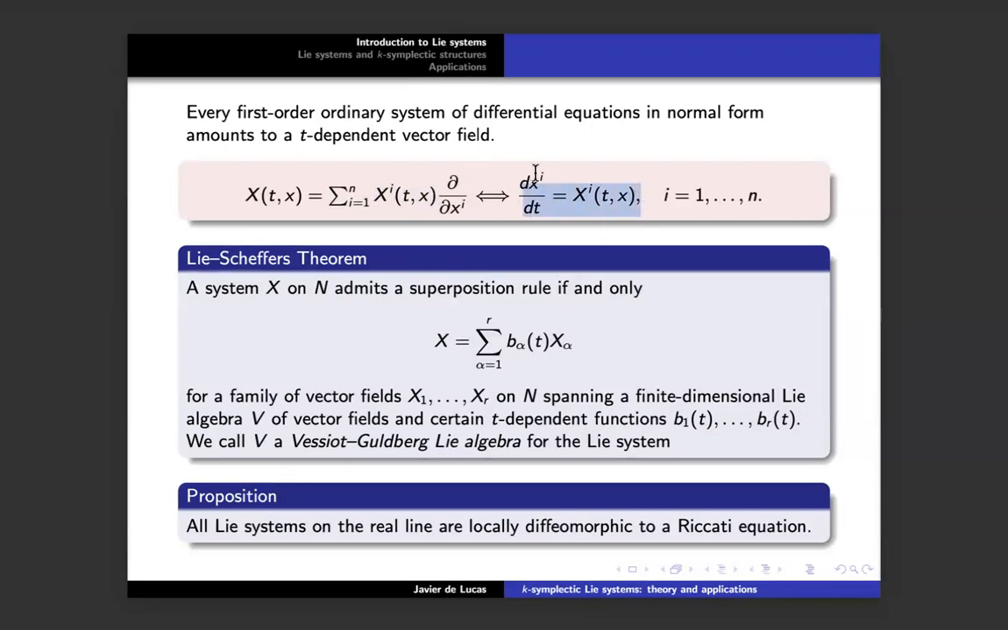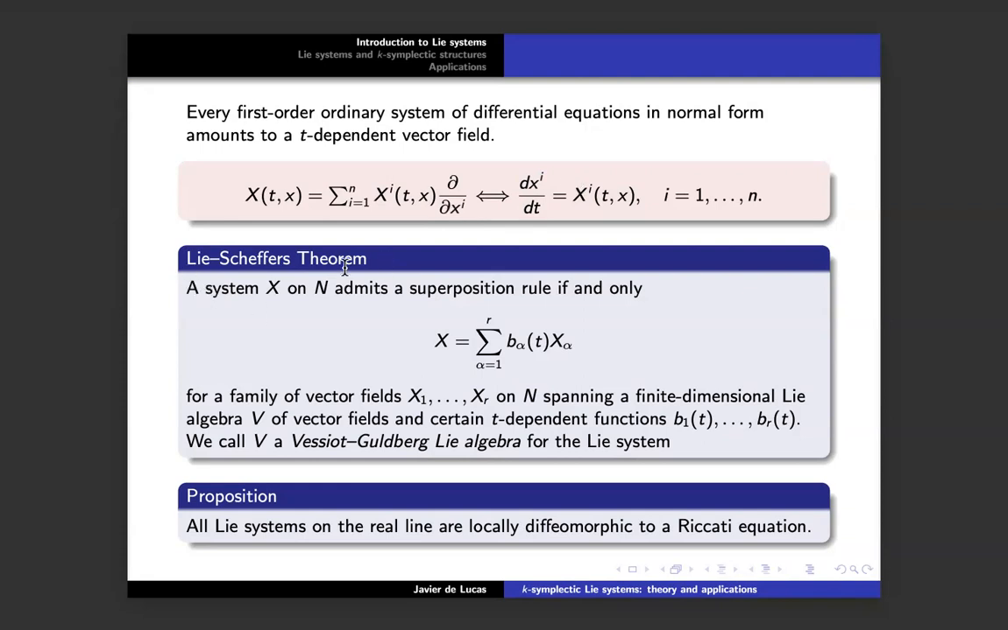So you can identify both things, and in Lie system theory, systems of non-autonomous differential equations in normal form are described by means of time-dependent vector fields. Geometrically, it is nicer. In practice, it is nothing. Okay, it's exactly the same. So for now, everything will be described by means of time-dependent vector fields, remembering that a time-dependent vector field is a non-autonomous system of first-order differential equations in normal form.